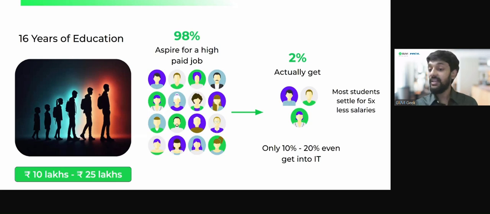But still, after spending so many years and so much money on the education system, all people aspire to work in a high paid job, but only 2% are getting high paid jobs, right? So what do you think the reason is, guys? Why are you not able to get the high paid jobs? Is there any particular reason?